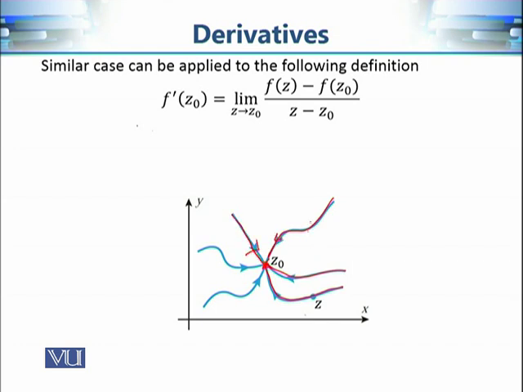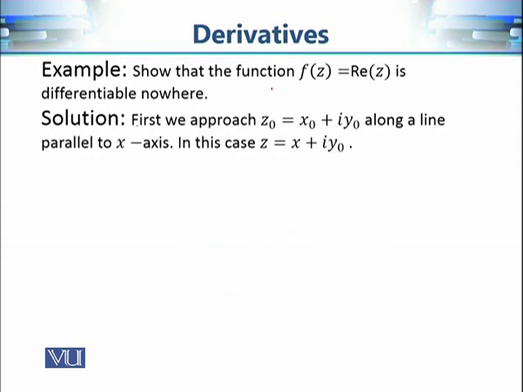And if we can find two curves, let's say c1 and c2, and if along these two curves we have different values of the limit, then we say that the limit in general does not exist. So let's try to solve a very simple example.